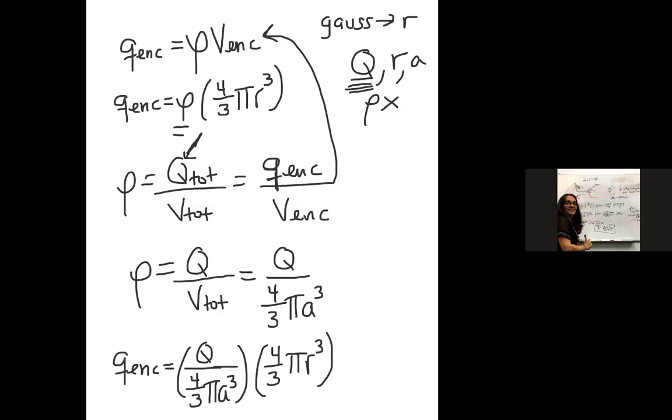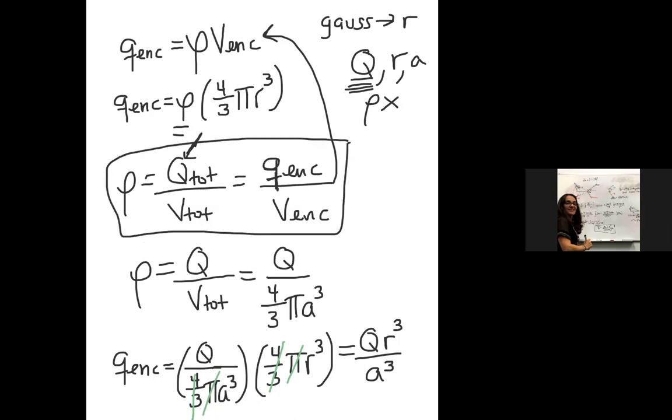So 4/3 cancels 4/3, pi cancels pi, and my charge enclosed is the total charge times a ratio of r cubed over A cubed. These little tricks we're going to do a lot. It is really important to remember that as long as our distribution is uniform, you may speak of the totals or you may speak of the enclosed.